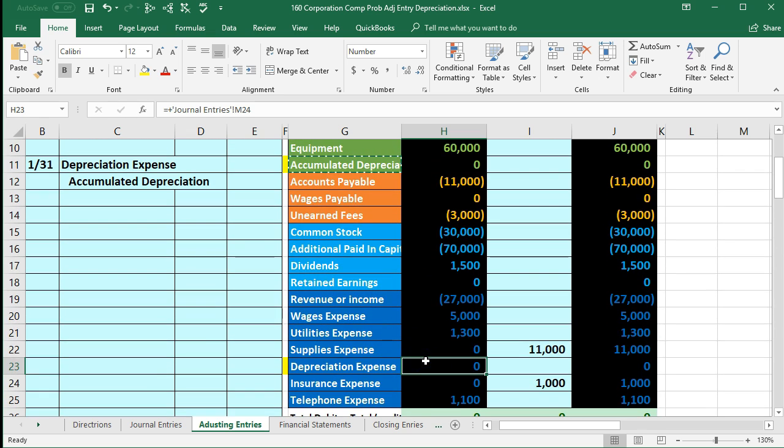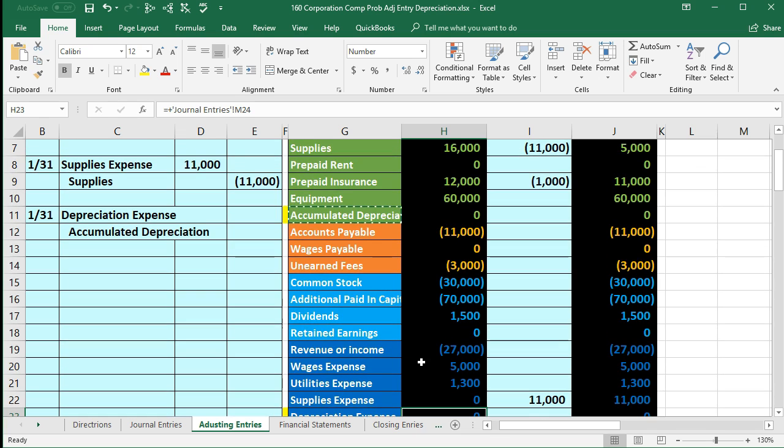Instead of calling it equipment expense, we're going to call it depreciation expense. Depreciation has to be on something like equipment, something that is a depreciable asset, something that is a furniture and fixture, or something that is property, plant, and equipment. Okay, so that's going to be it. So then how do we calculate it?